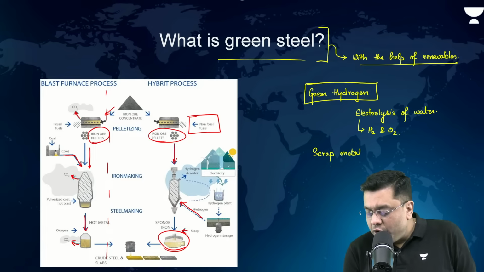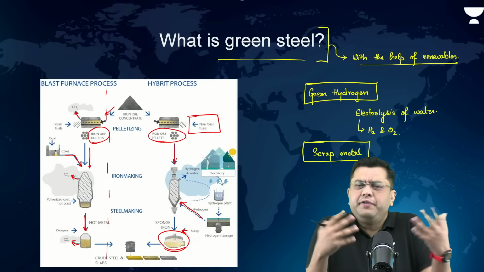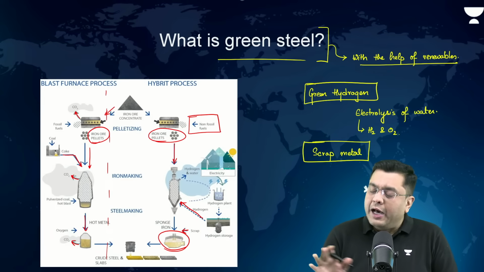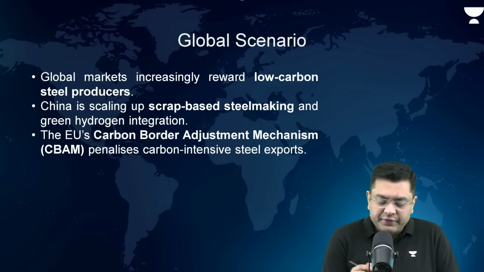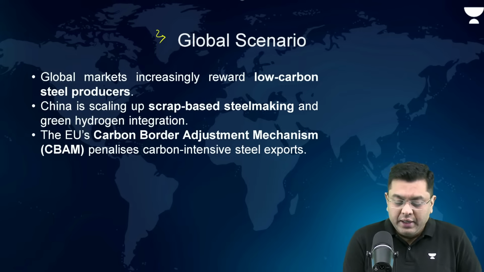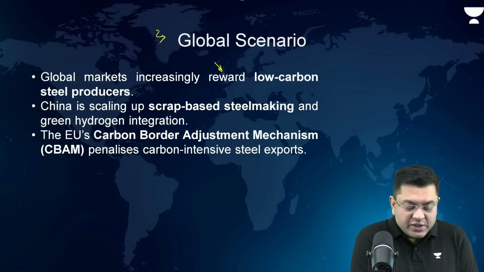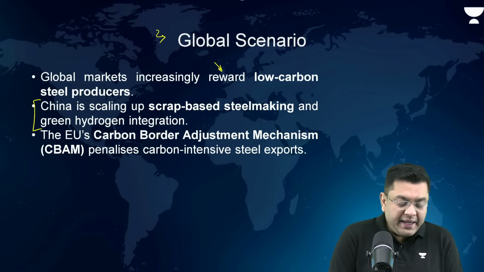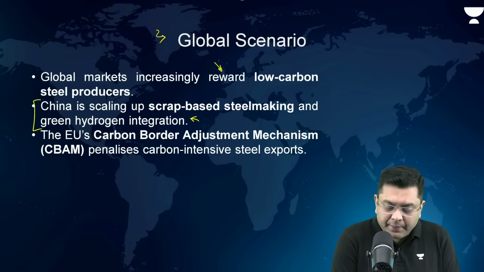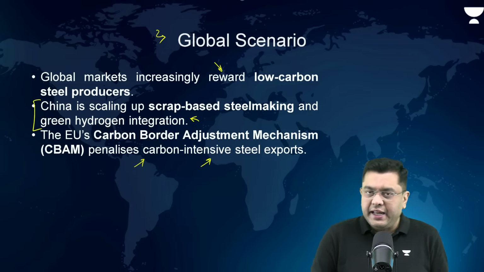Okay. So then you are able to produce green steel, which is eco-friendly in terms of the production of carbon dioxide does not happen. Now, that is the overall process. Now, the global scenario: global markets overall have been increasingly rewarding the low carbon steel products. China is scaling up scrap based steel making and green hydrogen integration. European Union's carbon border adjustment mechanism penalizes carbon intensive steel export.